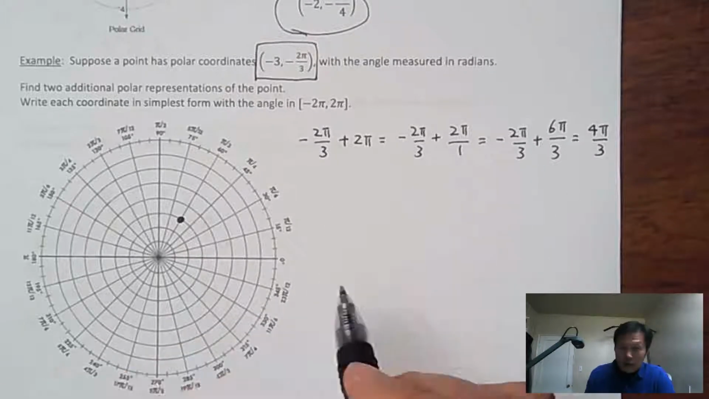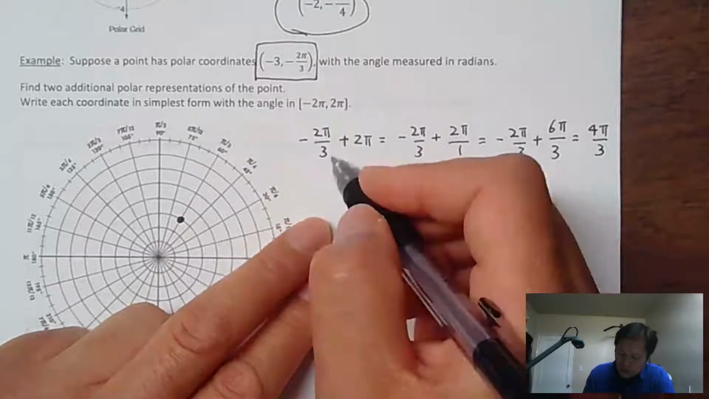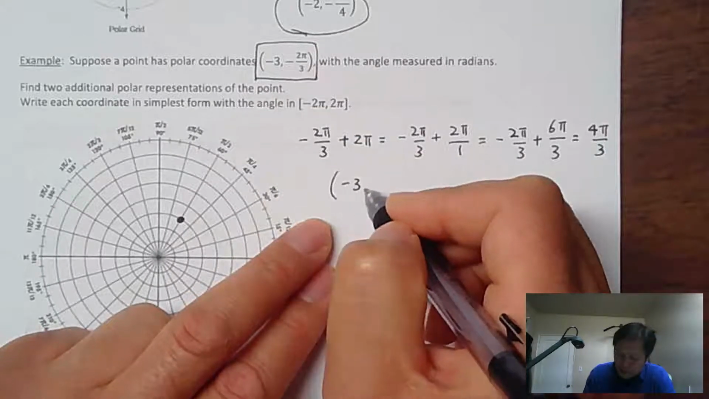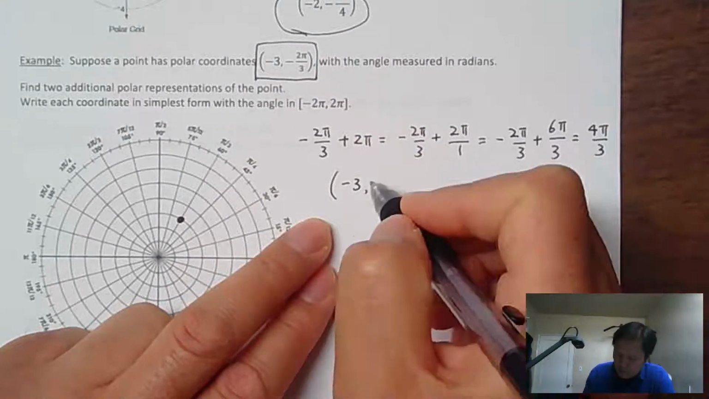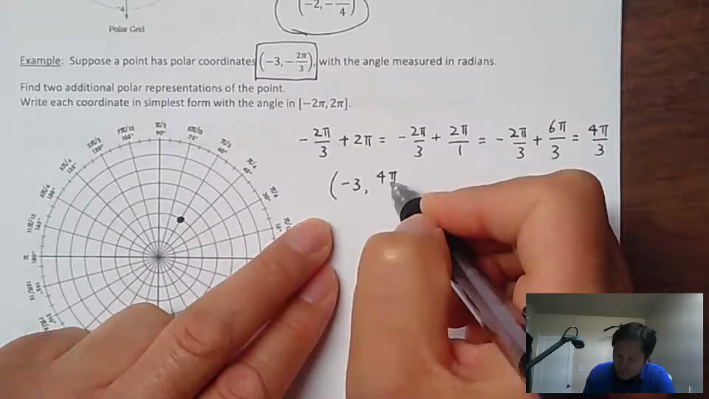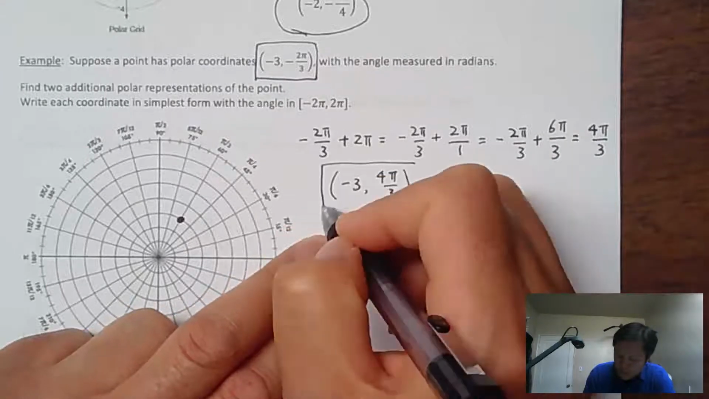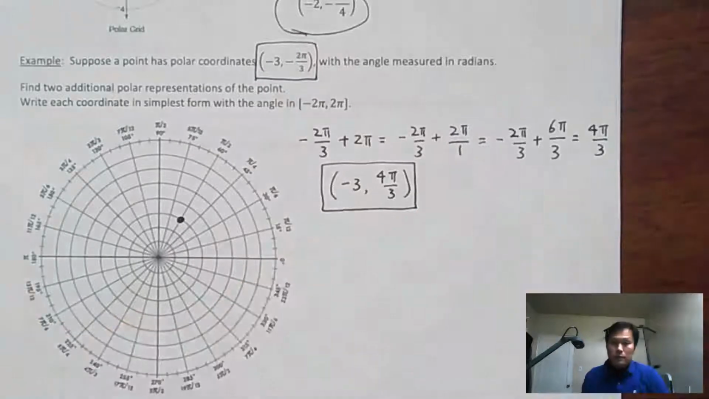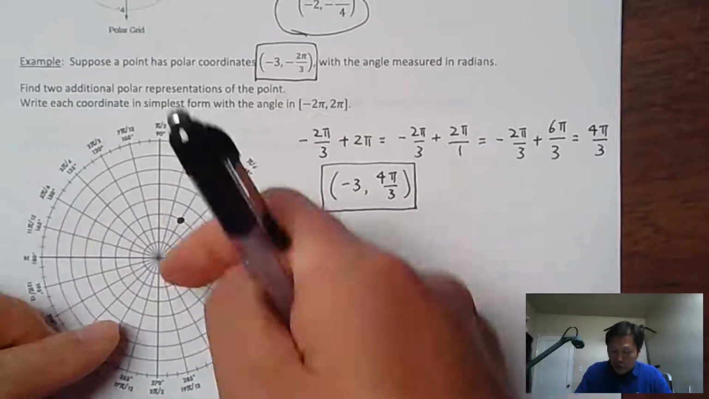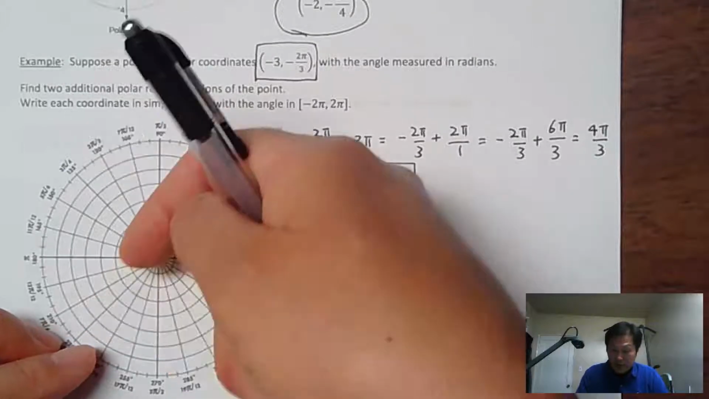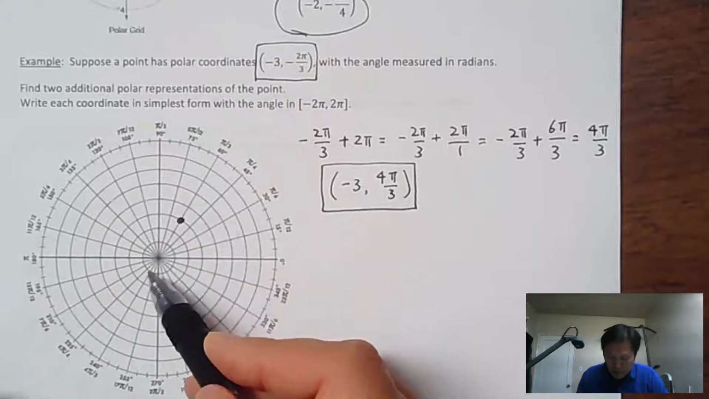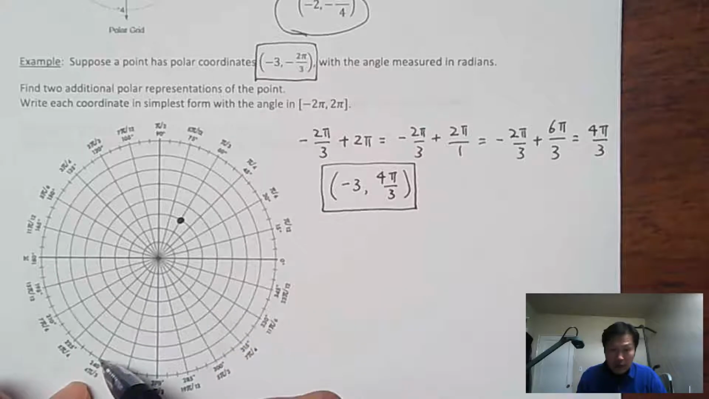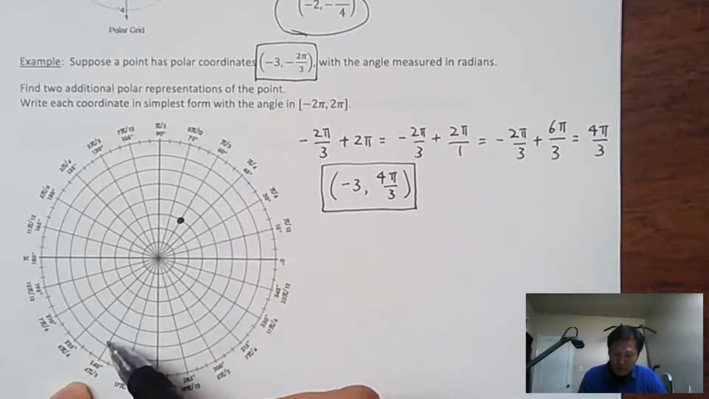So that's exactly the same angle as this angle, so you keep the radius, and this is your answer. Another answer you can find is you can point the opposite direction. Using this, you can tell the opposite direction is right here, which is 4 pi over 3.